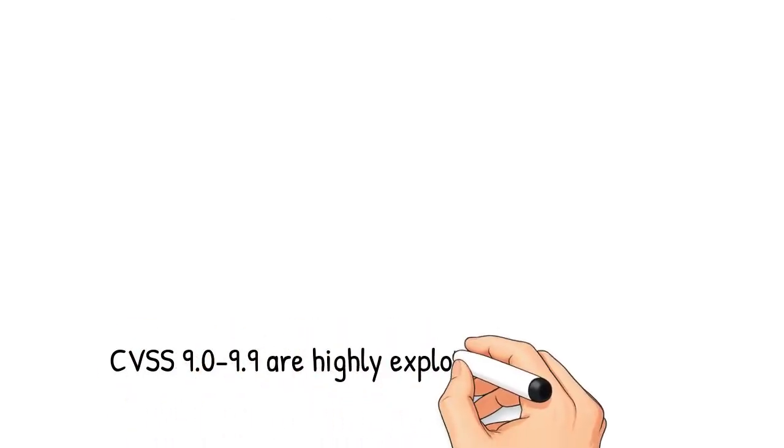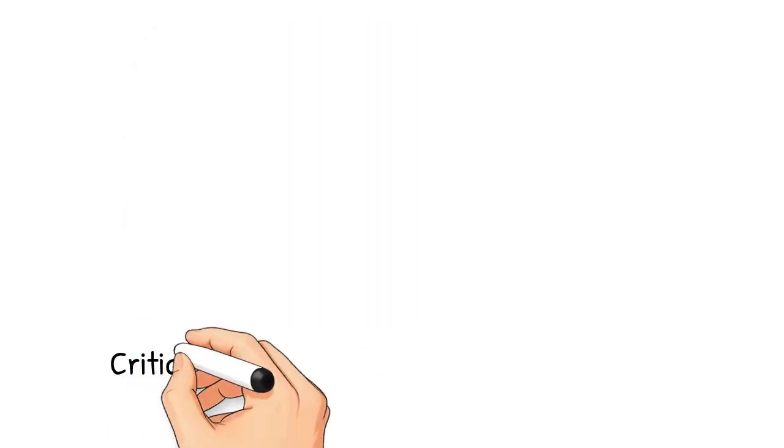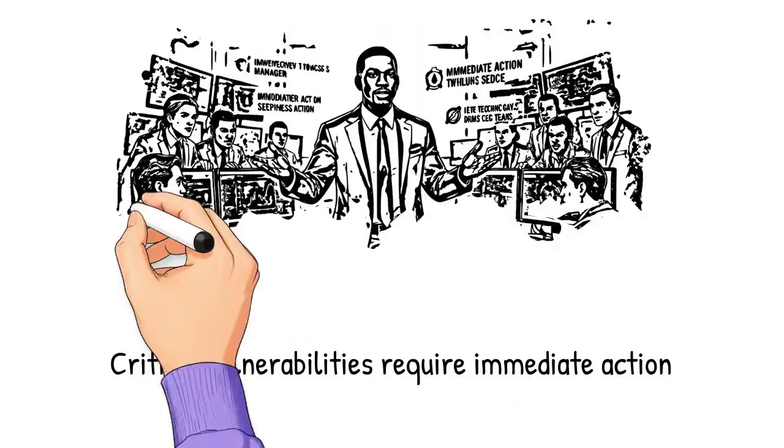CVSS 9.0 to 9.9, critical, highly exploitable flaws. Example, Log4Shell, CVE-2021-44228. A single string in a log file could compromise entire servers. Impact: affected millions of systems, exploited globally within hours, required emergency patching. These vulnerabilities demand immediate action.